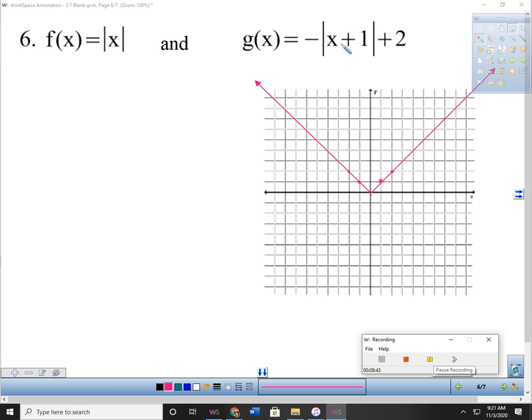Adding 1 to the inside will move it to the left, right? And multiplying by a negative is going to make it flip, correct? So we could do all of that on here, but that would be a lot of work. So we're going to do the table. Now, when we think about what numbers to pick, we always just think about how we shift left and right, correct? Because that's where we pick x values, right?